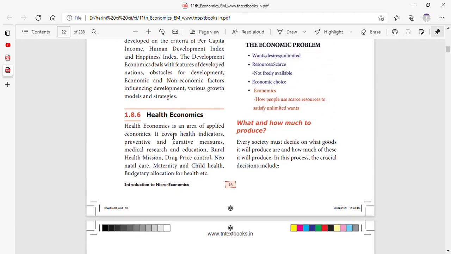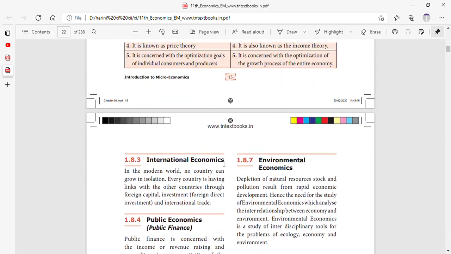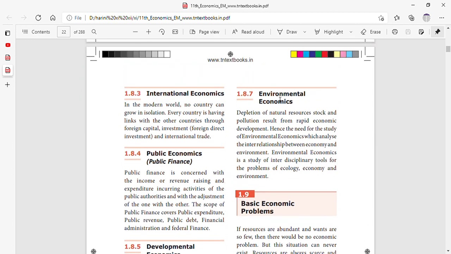So health economics. Health economics means how healthy people are. எந்த அளவுக்கு நாட்டில் மெடிக்கல் ரிசர்ச் இருக்குது, ரூரல் ஹெல்த் எந்த அளவுக்கு இருக்குது, சைல்டு ஹெல்த் எப்படி இருக்குது. So all these things will come under health economics. So environmental economics. உங்கள் ஊரில் நிறைய காடுகள் இருக்கா, அங்கே இருக்க காற்று சுத்தமாக இருக்கா, மக்கள் பயன்படுத்துகிற தண்ணி சுத்தமாக இருக்கா. So all these things will come under environmental economics.